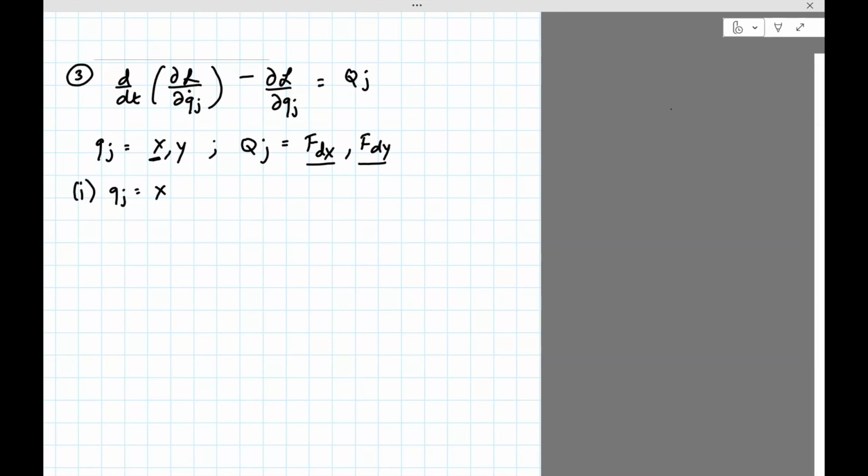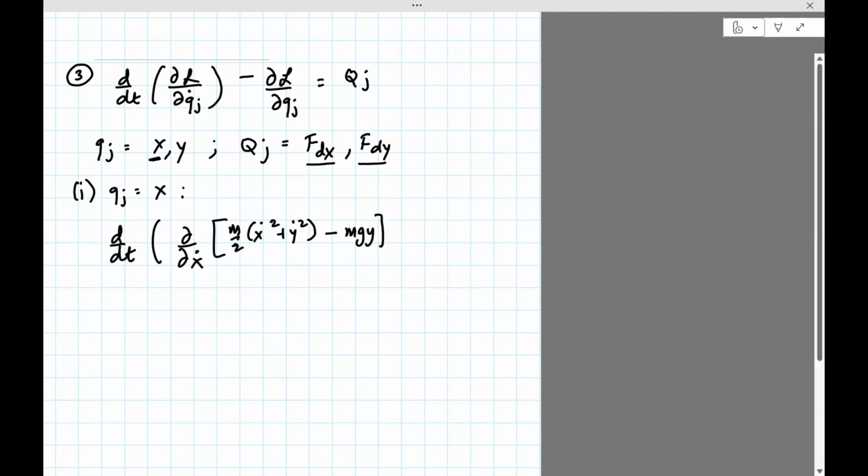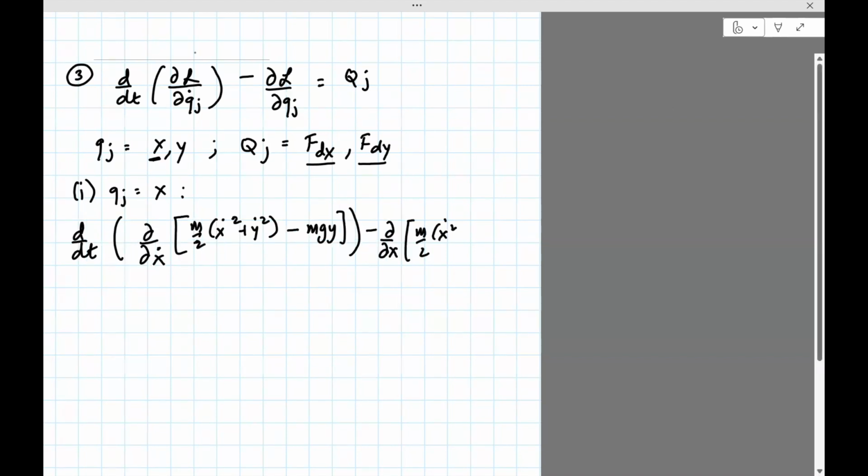So if we take q_j equals x, then we write d/dt of the partial derivative of L. So L is m divided by 2 times (x dot squared plus y dot squared) minus mgy. So this whole thing is L, minus d/dx of m divided by 2 times (x dot squared plus y dot squared) minus mgy, equals F_x.